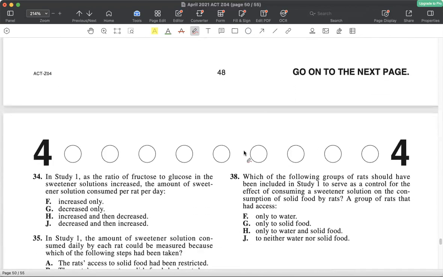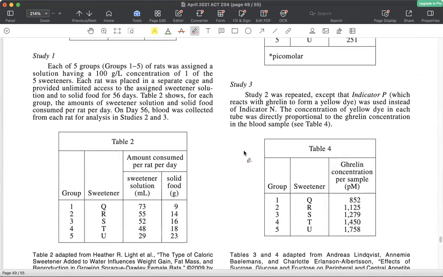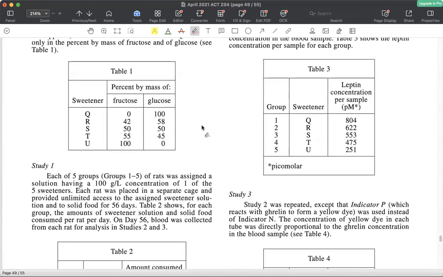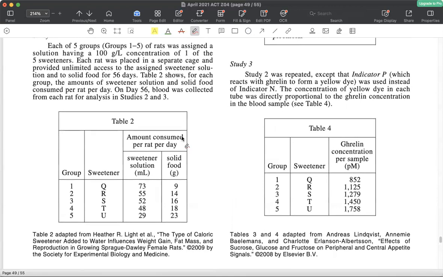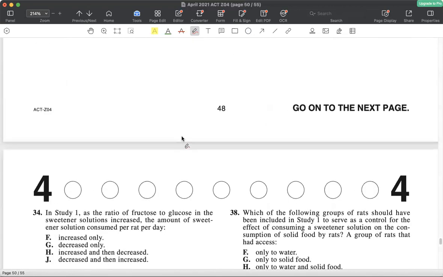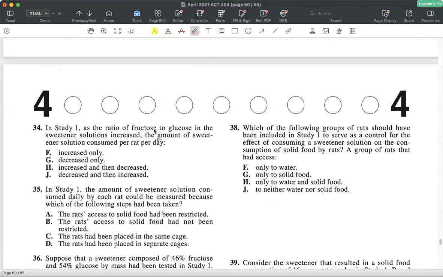Okay. In study 1, as the ratio of fructose to glucose in the sweetener solution increased, the amount of sweetener solution consumed per rat per day... The ratio of fructose to glucose. Okay, so the ratio of fructose to glucose increases like this from Q to U. So in study 1, as that ratio increased, the amount of sweetener solution consumed decreased, right? So it decreased.